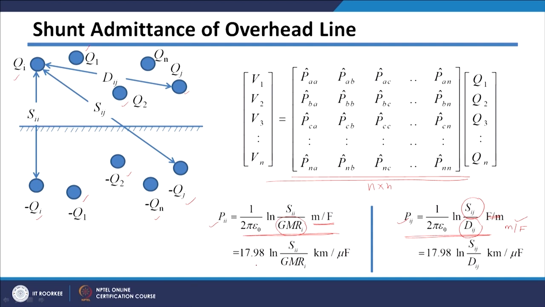Once you get that, we can convert them into kilometer per microfarad. So, if you convert them into kilometer per microfarad, I will get this term 17.98 here. What you have to do is multiply it by 10 raised to, divided by 1000, and again divided by 10 raised to minus 6. And this is actually 2 pi epsilon 0 here. So, if you calculate that, it will come 17.98.